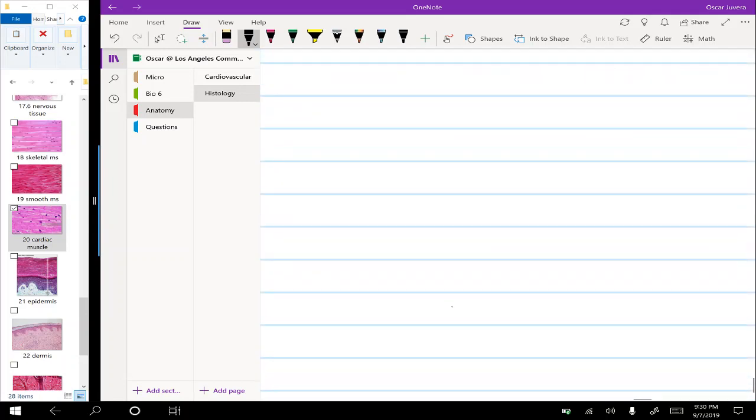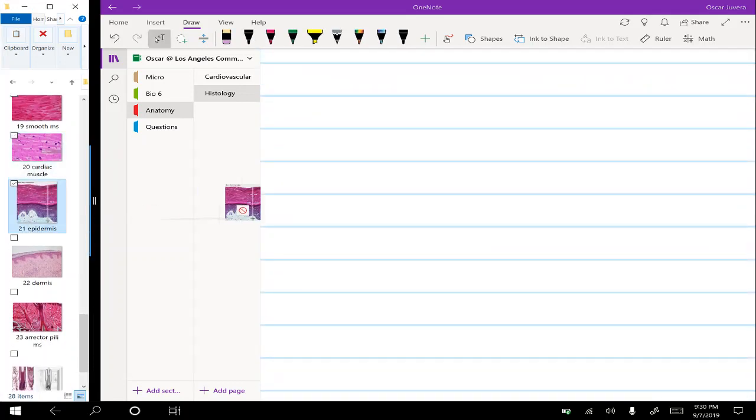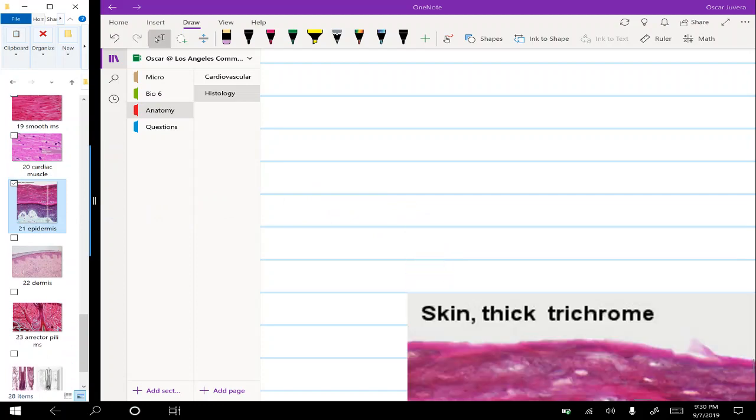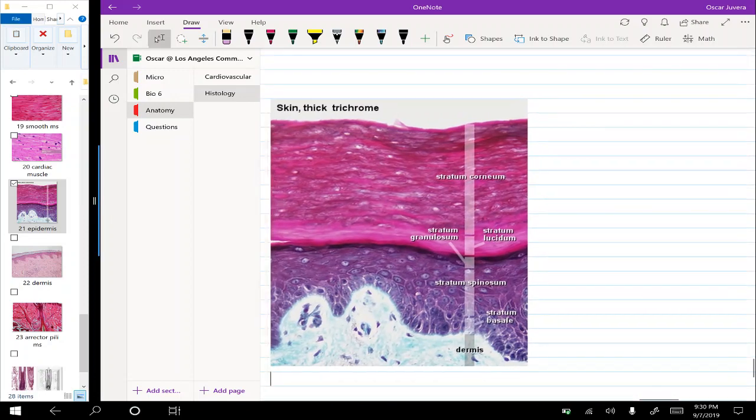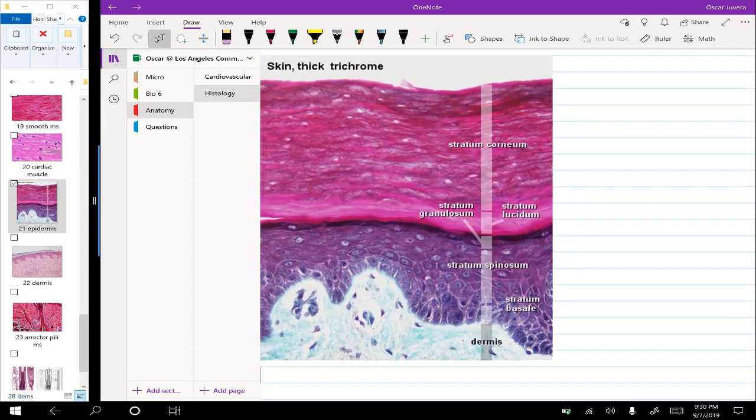So let's move on to the epidermis. Now, this is the skin. Oh, God. I'm going to be real honest with y'all. Skin is my least favorite. I don't know why. It's just so tedious.